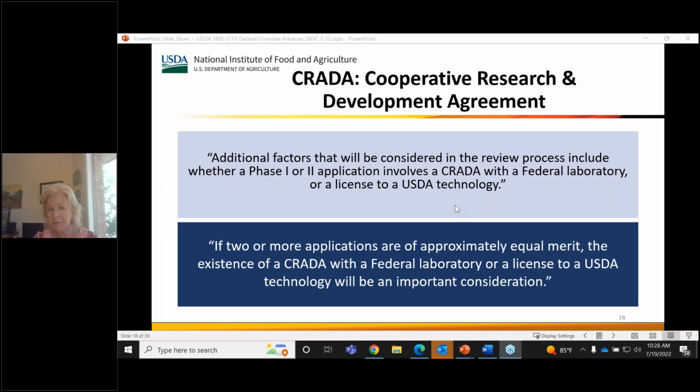Yes, that's very helpful. I did put also a note in the chat about where you can go to learn more about the Agricultural Research Service. And as Melinda mentioned, partnering with one of these labs through a credit agreement can increase your odds of potentially winning funding through the USDA's SBIR STTR program. Yes, absolutely.